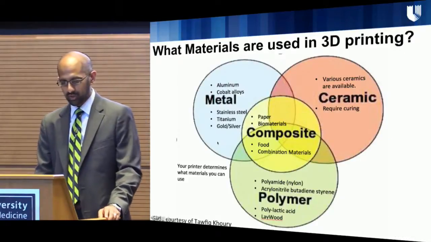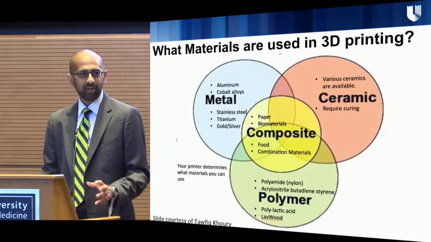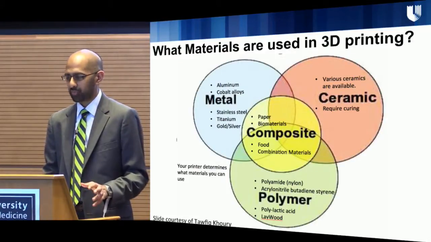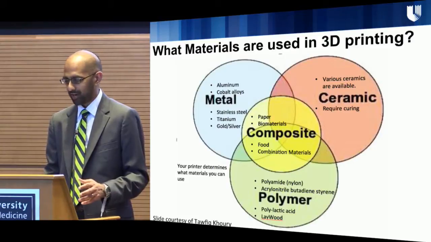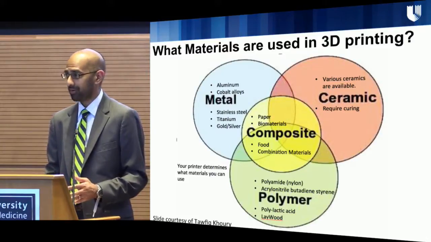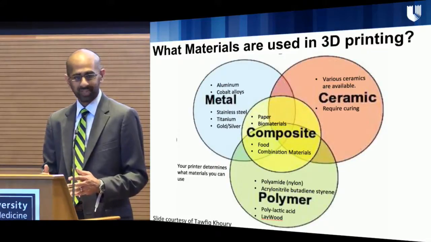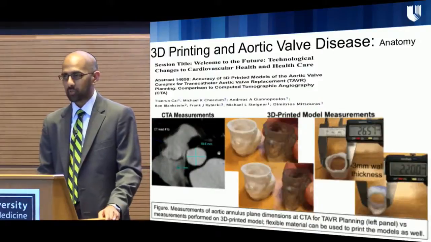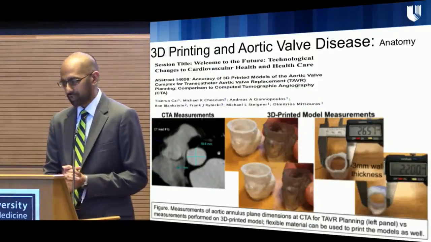Okay, so the question is, what kind of material can you use in 3D printing? It really depends on what you're trying to print and what type of printer you have. There's many different combinations, but materials go all the way from paper through titanium and ceramic you see here as well. So where are we in terms of the literature for 3D printing right now?